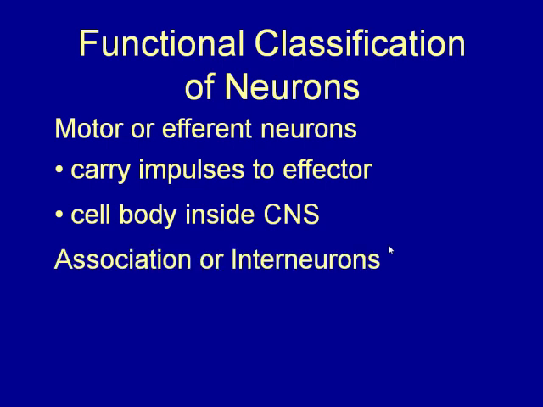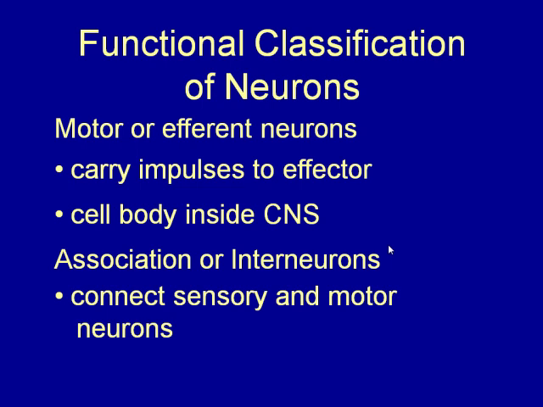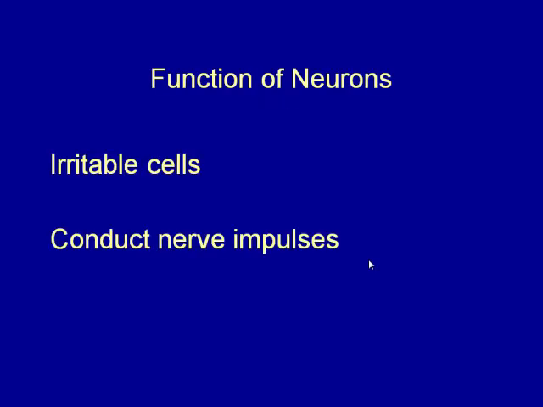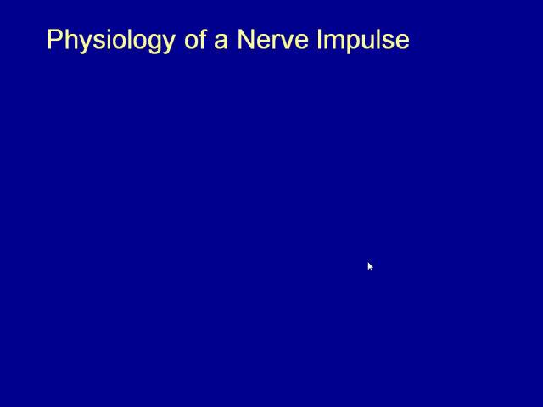Association or interneurons are connectors. They help connect sensory neurons to motor neurons. They're part of that integration system. Their cell body is inside the central nervous system. As a matter of fact, the entire neuron is inside the central nervous system. As we've said before, neurons are irritable cells that are capable of conducting nerve impulses. So let's look at the physiology of that nerve impulse.